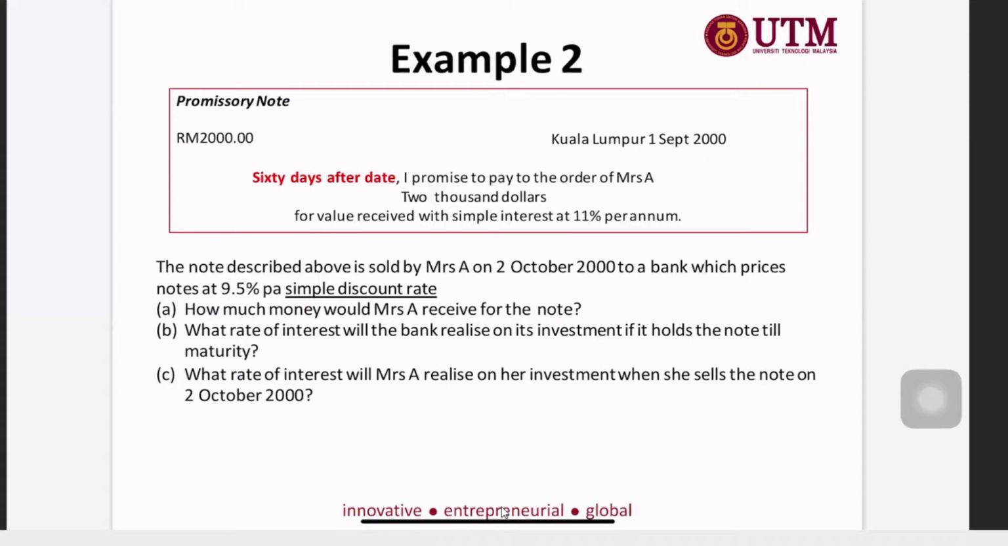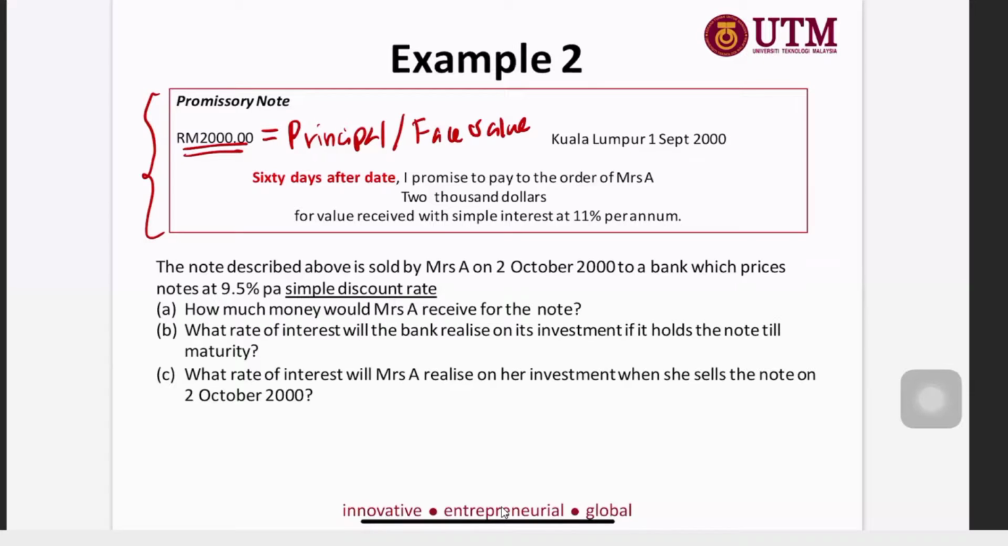The note described above is sold by Mrs. A on 2 October 2000 to a bank which prices the note at 9.5% per annum simple discount rate. So this is the promissory note that Mrs. A got from the buyer. Now Mrs. A doesn't have money, so she wants to sell this promissory note to a bank. In this written promissory note, the face value is 2000, so this is the principal or the face value.